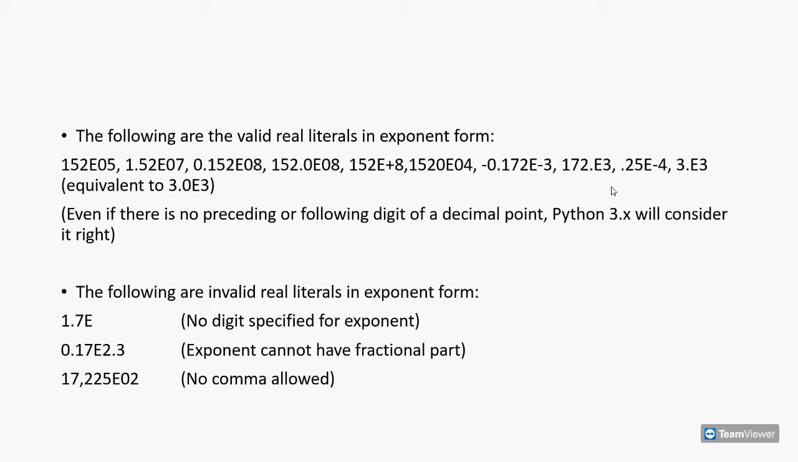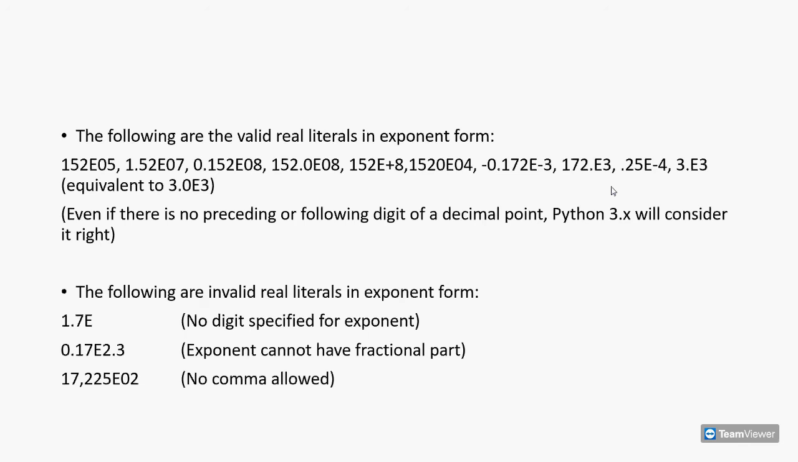152E05, 1.52E07, 0.152E08, 152.0E08, 152E+8, 1520E04, -0.172E-3, 172.E3, 0.25E-4, 3.E3, which would be equivalent to 3.0E3. So even if there is no preceding or following digit of a decimal point, Python 3.x will consider it right.